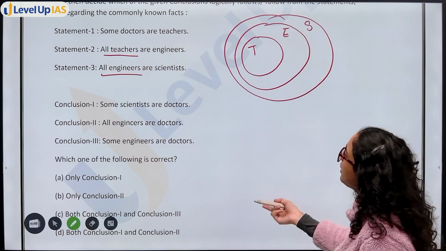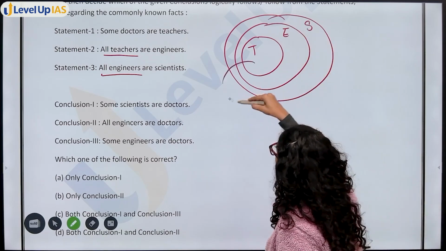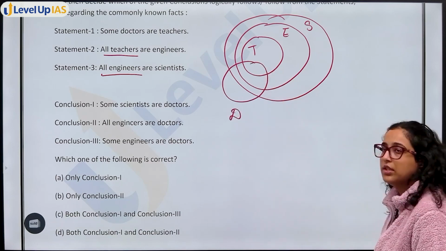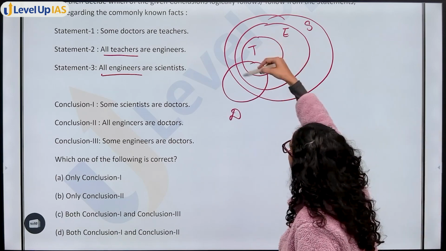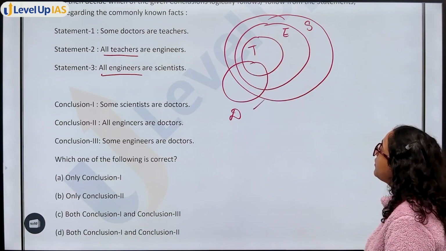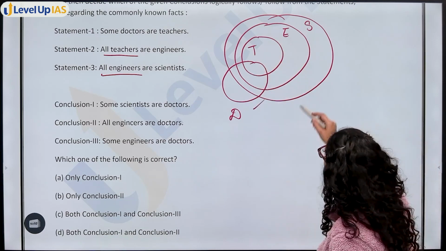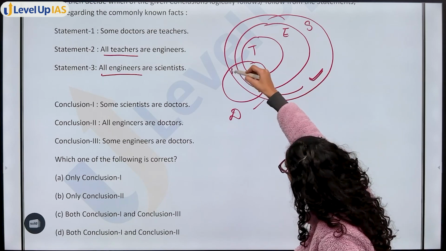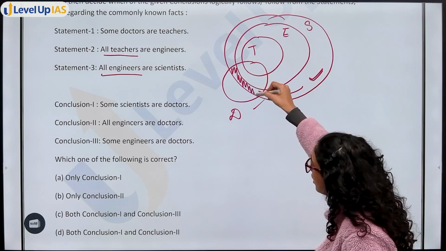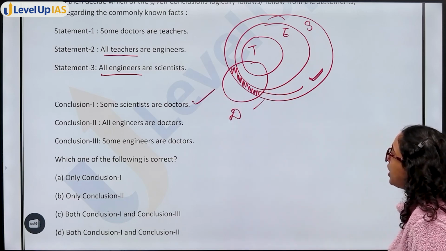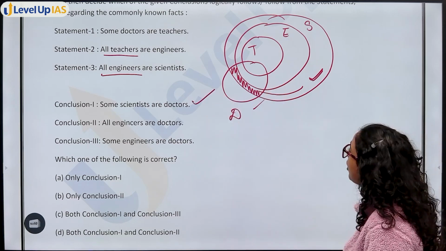Some doctors are teachers. That means this will be doctor and teacher, right? This is teacher, this is doctor. Some doctors are teachers. Now, some scientists are doctors. That means this is scientist. Scientist and doctor have this in common. So some scientists are doctors. This is true.